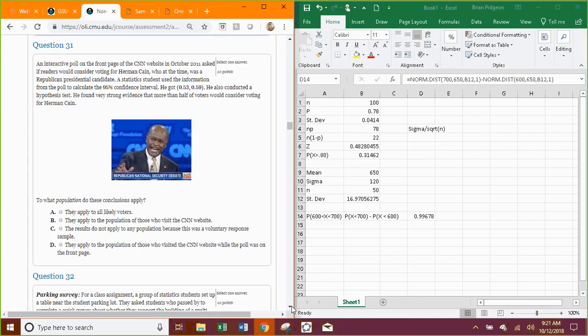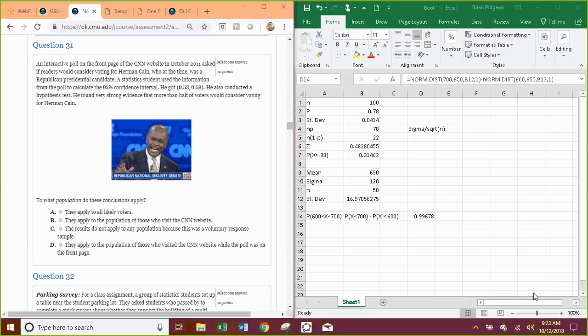Okay, a statistics student used the information from the poll to calculate a 95% confidence interval. I actually have to read this one. An interactive poll on the front page of the CNN website in October 2011 asked if readers would consider voting for Herman Cain, who at the time was a Republican presidential candidate. He calculated a confidence interval, but I would say that, let's see, the results do not apply to the volunteer response sample. They apply to the population of those who visited the CNN website where the poll was on the front page.